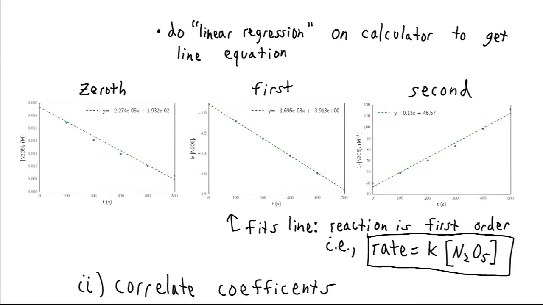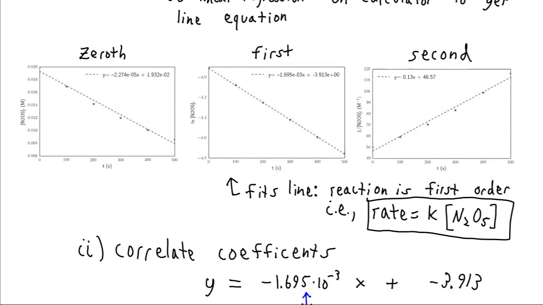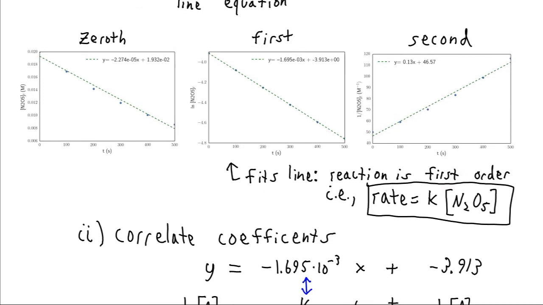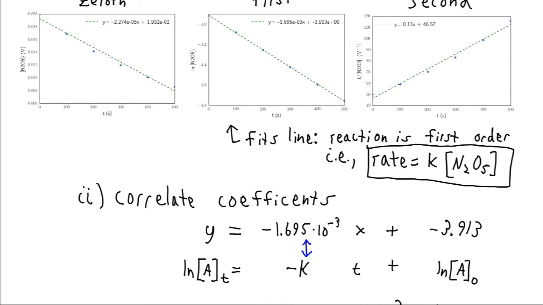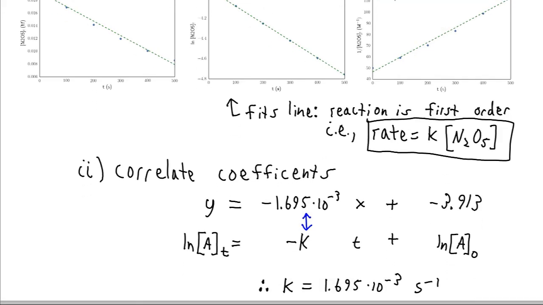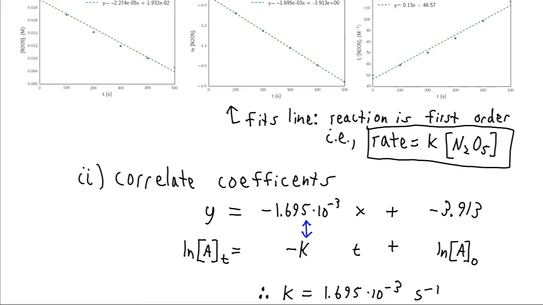Now we can correlate the coefficients from the equation the calculator spat out to our integrated rate law equation in order to figure out what this k should be, because these are equations for the same line, so everything has to match up. This is the y, and this is my x. This is my slope, my m, and the m here has to match the m here. So we have that minus 1.695 times 10 to the minus 3 is equal to negative k, which means that k is going to be equal to positive 1.695 times 10 to the minus 3.